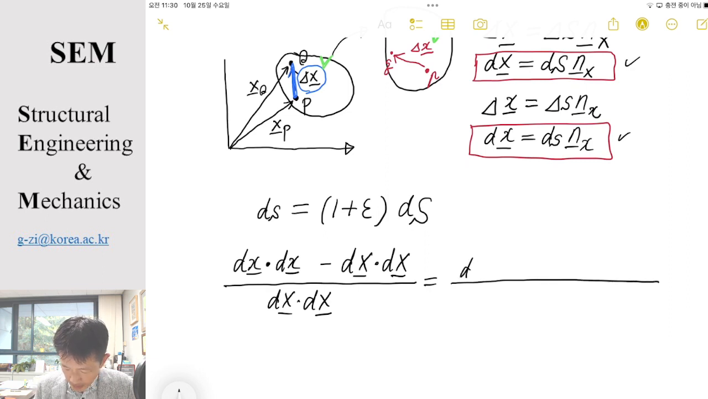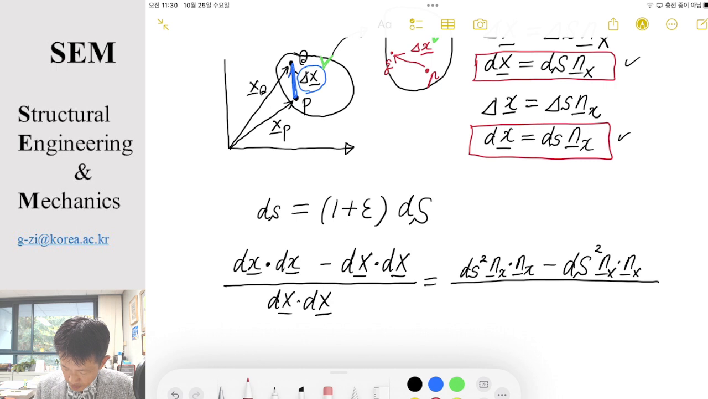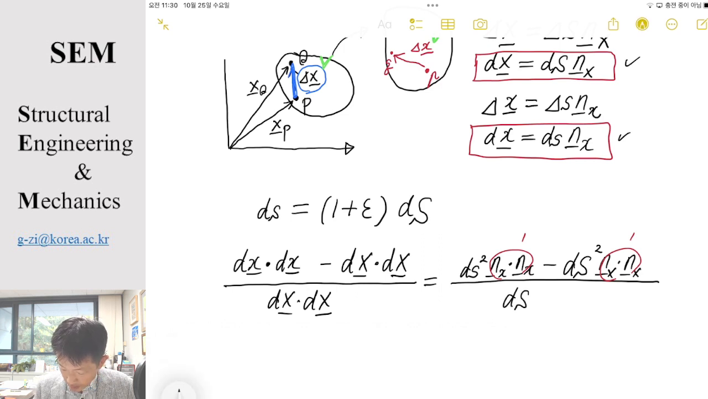That becomes the small size square, and its normal dot n, minus the initial segment length square, and then the dot product is normal. So make sure that this is a unit normal. That's why this is equal to 1, isn't it? This is equal to 1. Okay, so we can drop it. Now also in the denominator, I have the same expression.